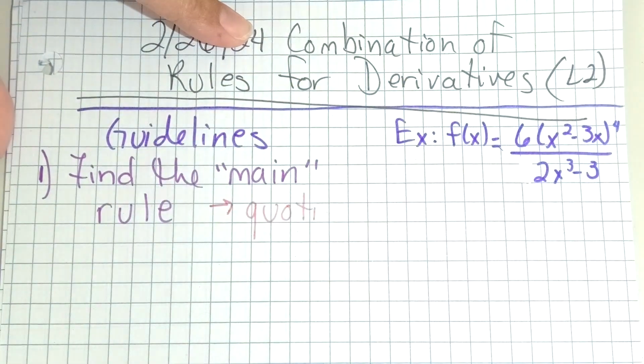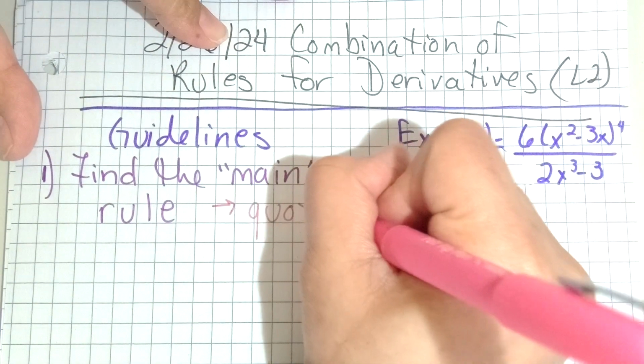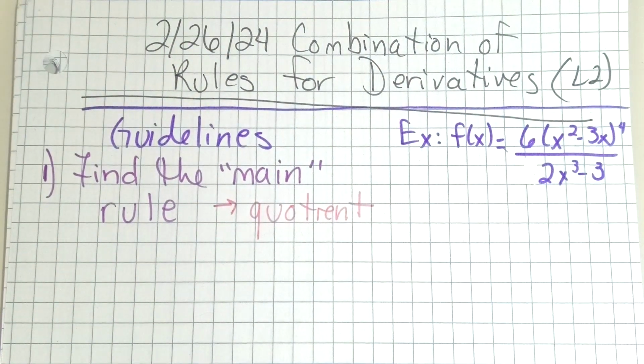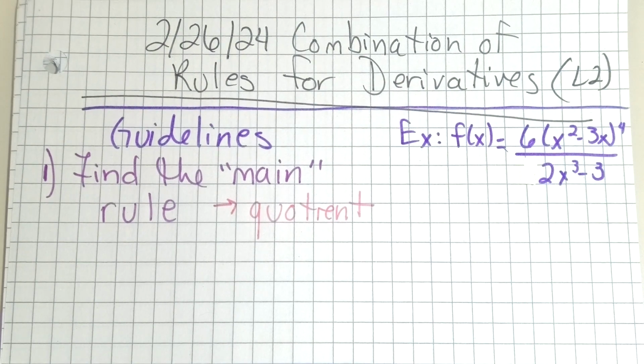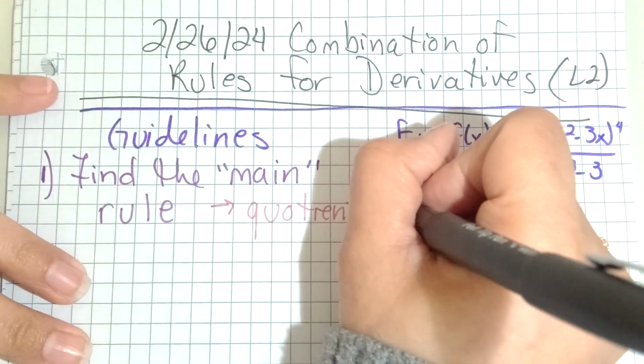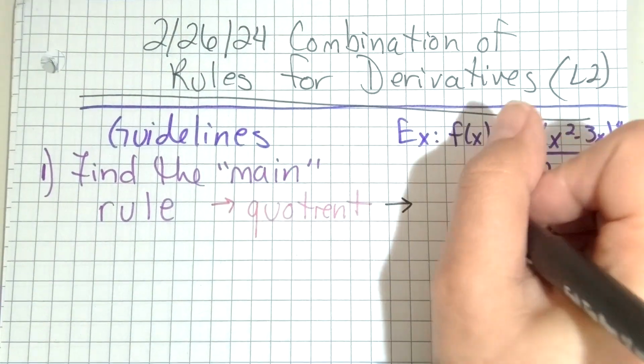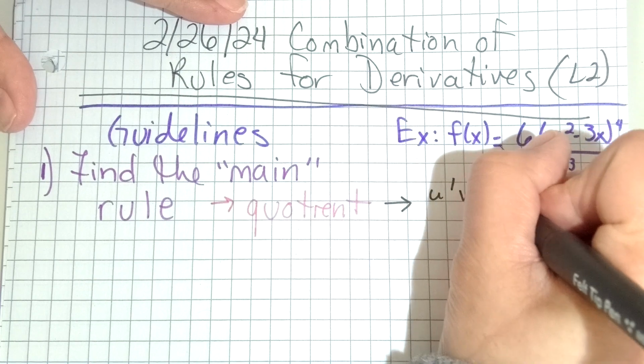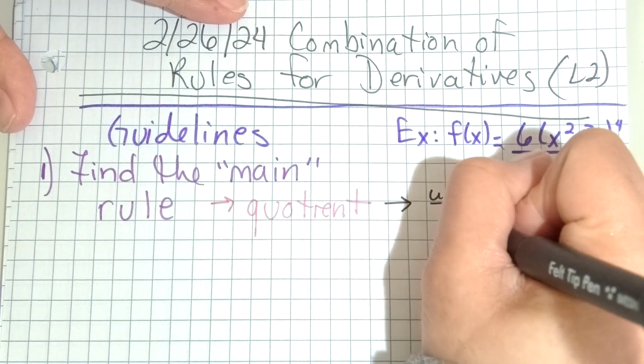Can you see this color? The quotient is being made up of smaller parts. Our numerator is one part, our denominator is the other part. In this case, the quotient rule for derivatives is u prime v minus v prime u over v squared.